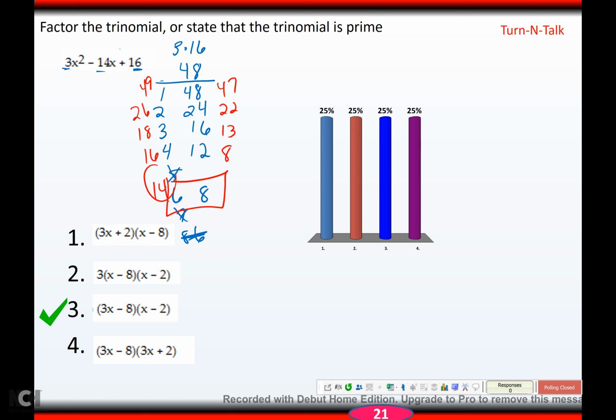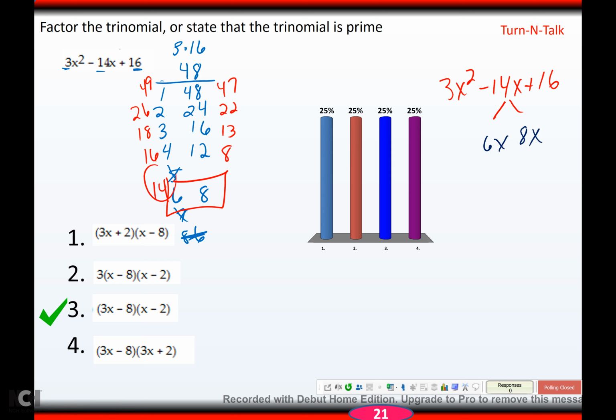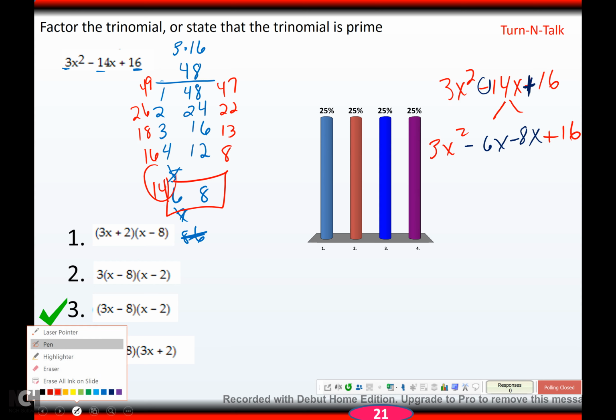So I'm going to rewrite negative 14x. I'm going to split it into 6x and 8x. C will tell me whether both are just the bully. C is positive, so they both get to be the sign of B, which makes them both negative. And we drop the 3x squared and the positive 16 on the end, and we are ready to go 2 by 2.